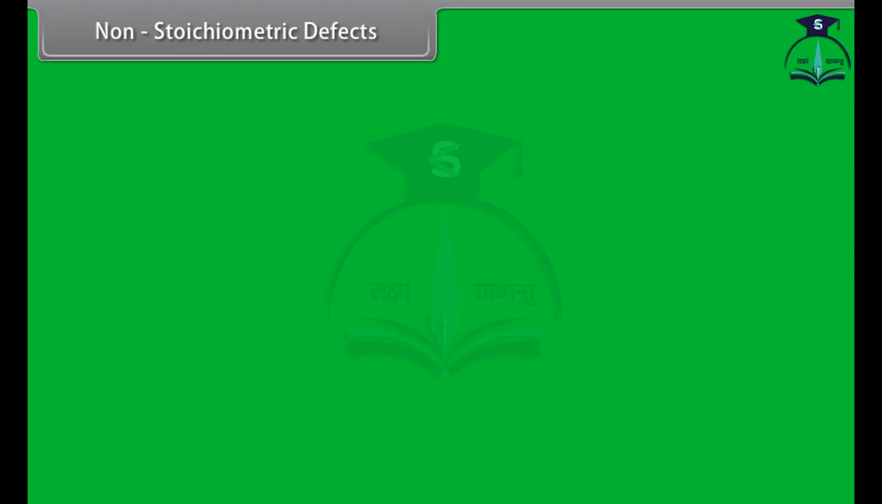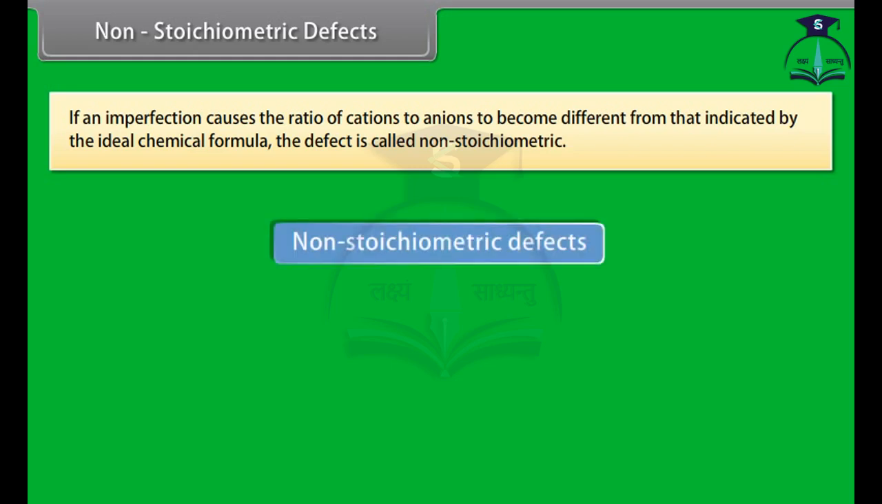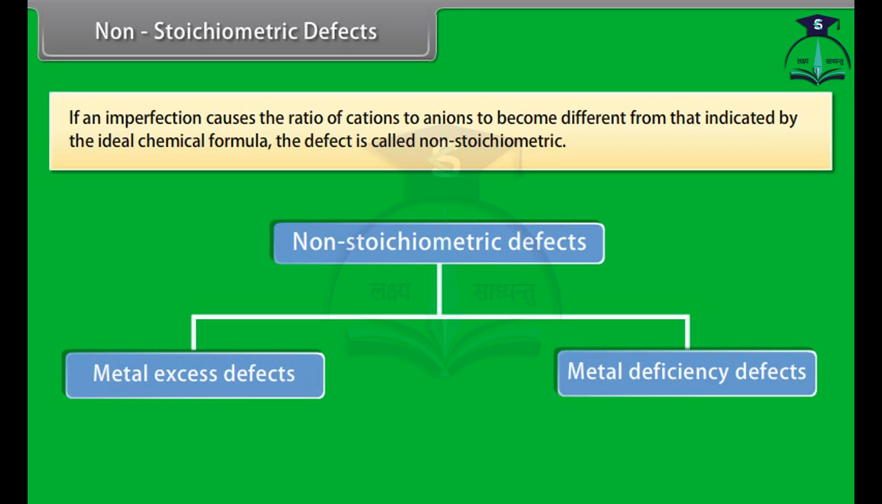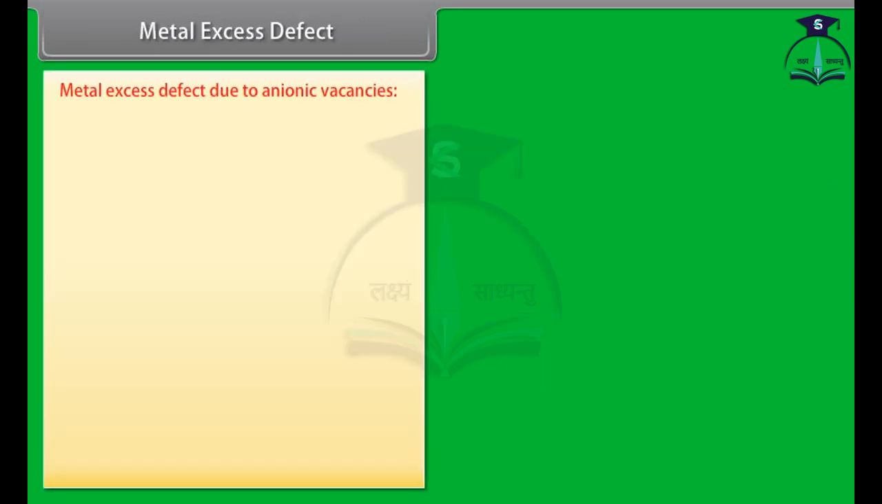Non-stoichiometric defects. If an imperfection causes the ratio of cations to anions to become different from that indicated by the ideal chemical formula, the defect is called non-stoichiometric. These are of two types: metal excess and metal deficiency. Metal excess defect due to anionic vacancies.